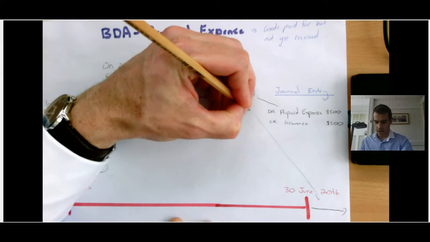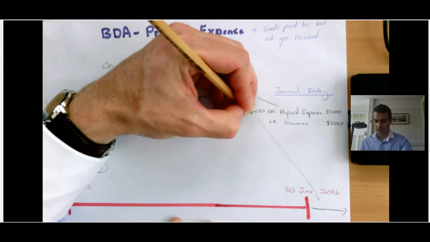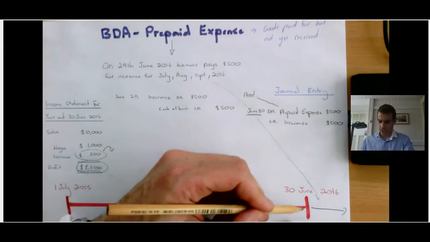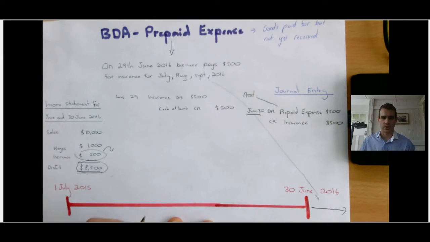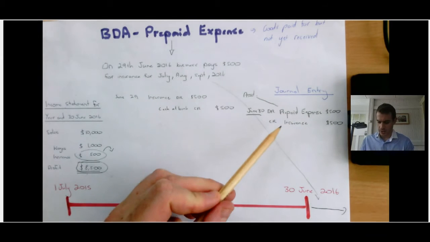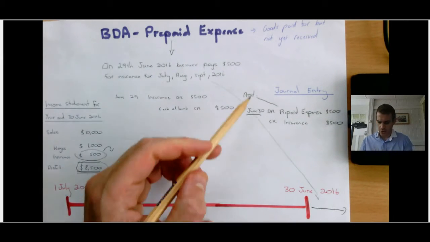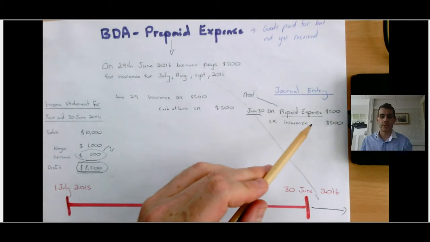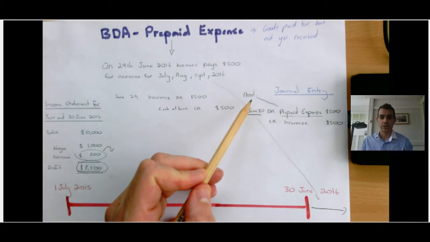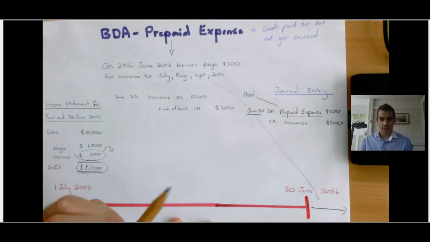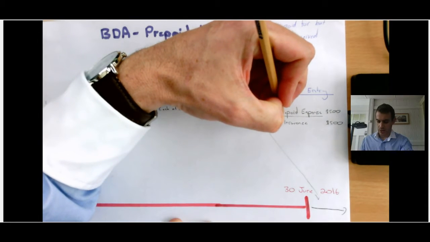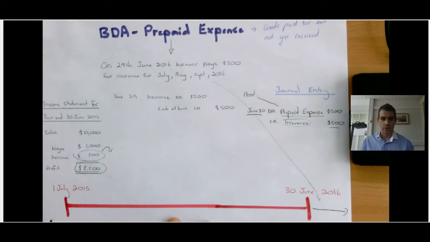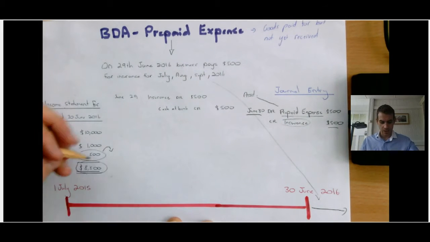What date do we do this journal entry? This journal entry happens on June 30, so the last day of the financial year. That's when we do our balance day adjustments. So what effect would this journal entry have then? This account here, prepaid expense, even though it's called prepaid expense, is going to appear on the balance sheet as an asset. More importantly, this insurance amount here, credit for $500, is going to reduce the insurance account back to zero.